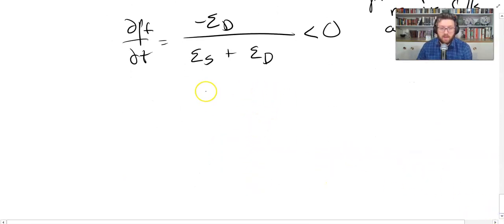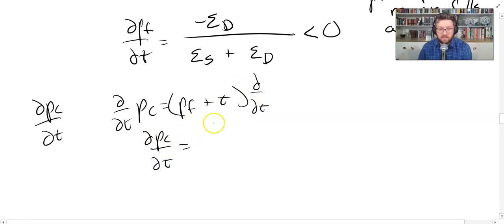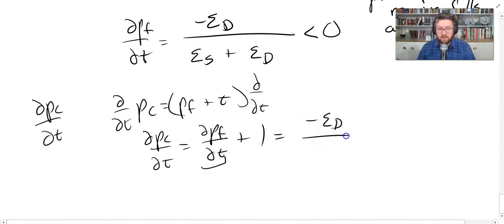Let's go one further and now see what happens to the price consumers pay when we change the tax. We don't actually have to go through all of that work again because we know that PC is equal to PF plus T. So if we take the derivative of both sides with respect to T, then we get that the derivative of PC with respect to T is equal to the derivative of PF with respect to T plus 1. Okay? And we found that this term here is given by this. So this is equal to negative ED over elasticity of S plus elasticity of D.